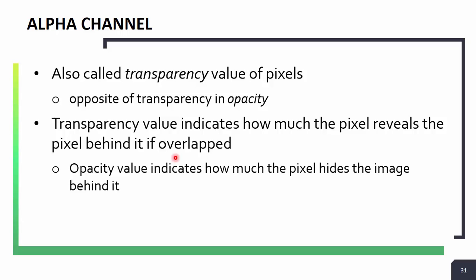This idea is very important when you put an image in a website with a background. If the image has some transparency value, then the background may be able to be seen up to a certain transparency level. And it is also a concept that you need to know when you are doing image composition with a layer-based technique, for example in Photoshop. And opacity value indicates how much the pixel hides the image behind it, so it is the opposite.